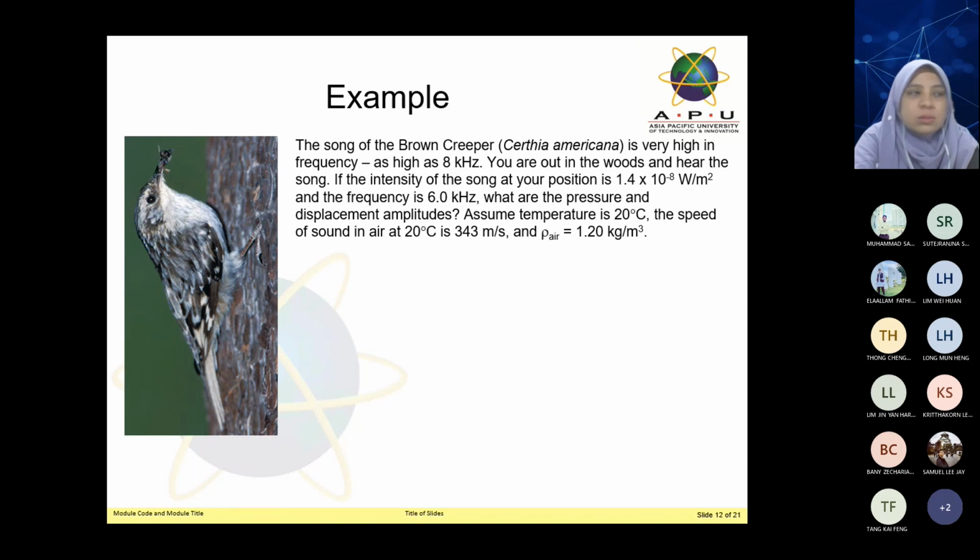Yeah. So this brown creeper is very high in frequency, as high as 8 kilohertz. You are out in the woods and hear the song. Hearing a song is still okay, right? If you are in the woods and you hear a ghost, how? What will you do? Run away or shout also? Anyone have seen a ghost before?